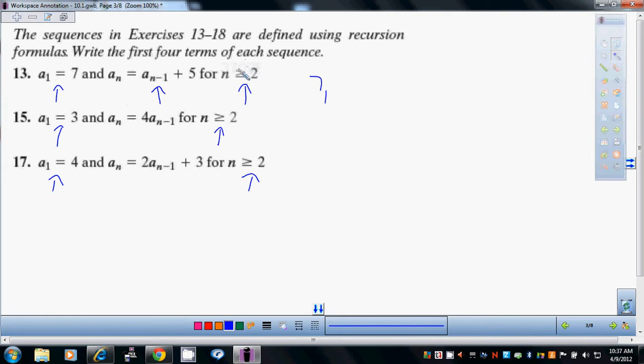A sub 2. So starting with the second term, I'm going to plug the previous term in here. So I take a sub n minus 1, which was what? 7. It basically says what was the previous term. 7 plus 5, and my new number is 12. For this one, I'll use the previous one. 12 plus 5. This is where you say the answer. Just the previous term. That's all a recursion is. It says plug in your previous answer everywhere you see a sub n minus 1.